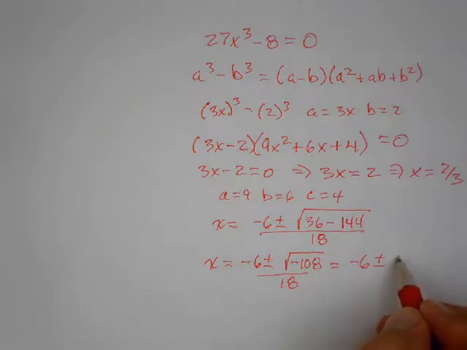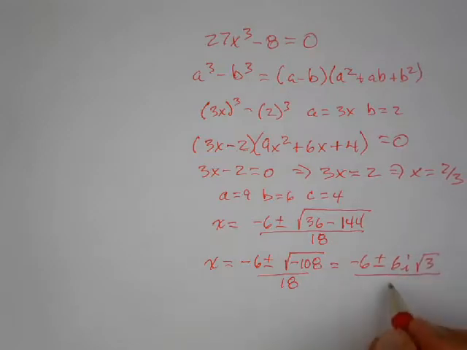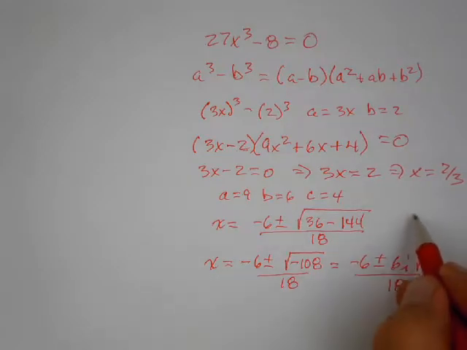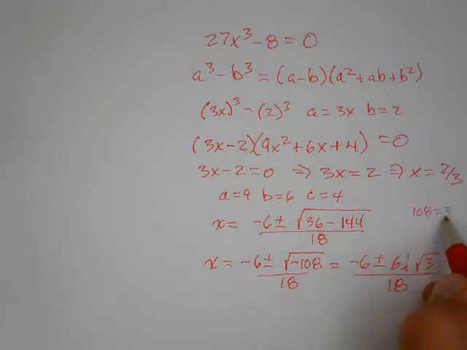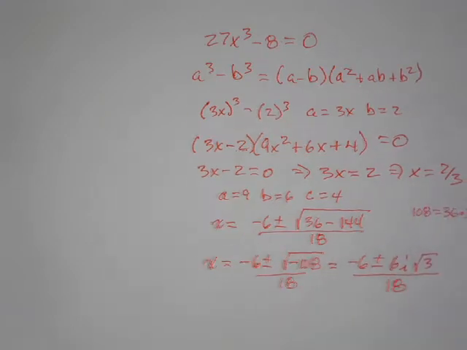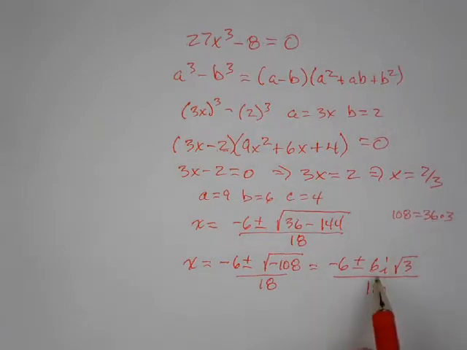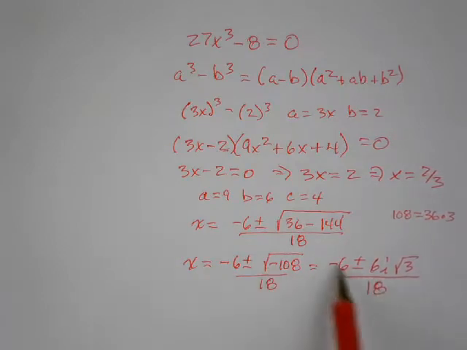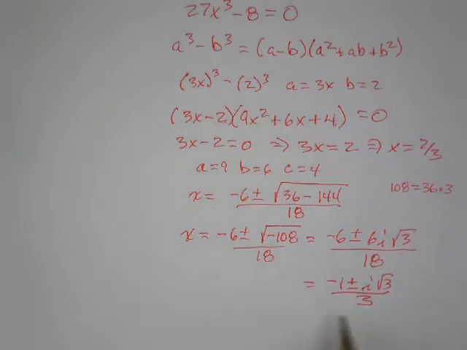In other words, my 108 equals 36 times 3. The 36 got square rooted into a 6. The 3 I couldn't do anything with. The negative sign is what gave me the i. 6 goes into all 3 of those, so I can divide everybody by 6. And there is my answer for that one. Yeah, sometimes these problems take a while.